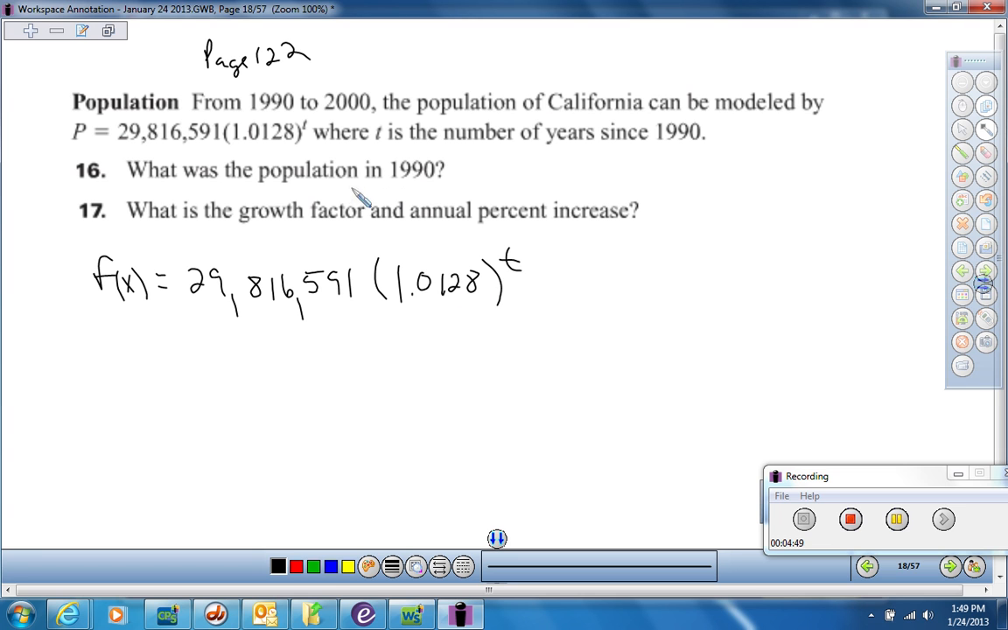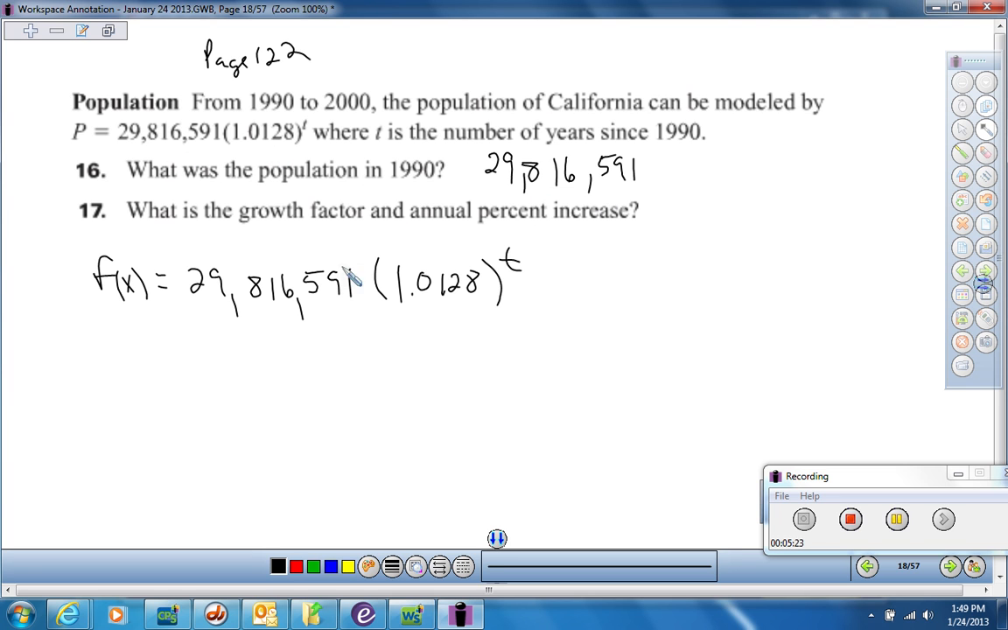Now, if we want 1990, okay, what was the population in 1990? Okay, you put in, remember we put in 0 for t because that's the first year. We wouldn't say 91 would be the first year out. So you put in 0. So our population here is just 29,008,016,591. So it's almost like a trick question, but you just put in 0 for t, okay, and this becomes 1, and then it'd be that for that.